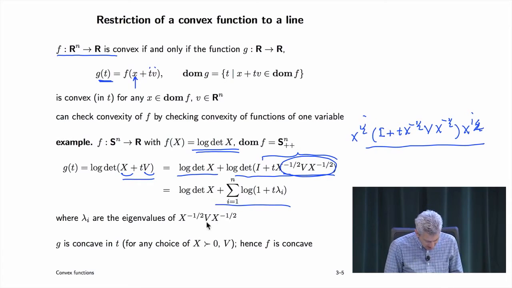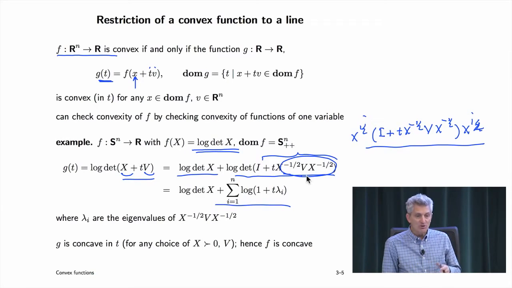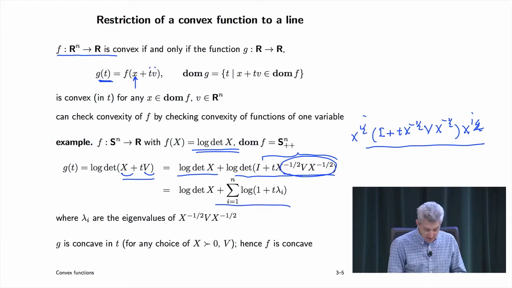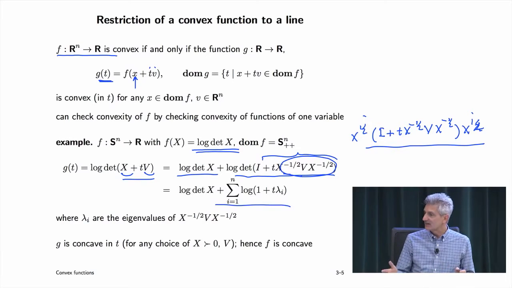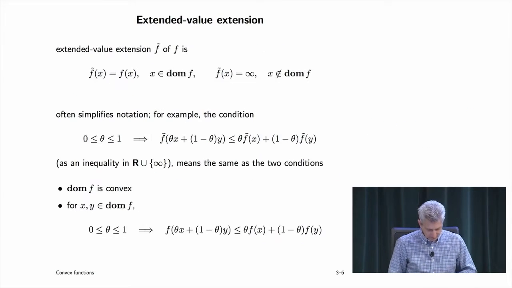By the way, these lambda_i's might look mysterious here, but if you had an advanced course on linear algebra, or maybe you took a mechanics course, these are actually the generalized eigenvalues of the pair x, v, right? So if you're trained in these areas, this does not look mysterious at all. Okay, so there we go. By the way, this has been known about 100 years, the fact that the log determinant is concave.